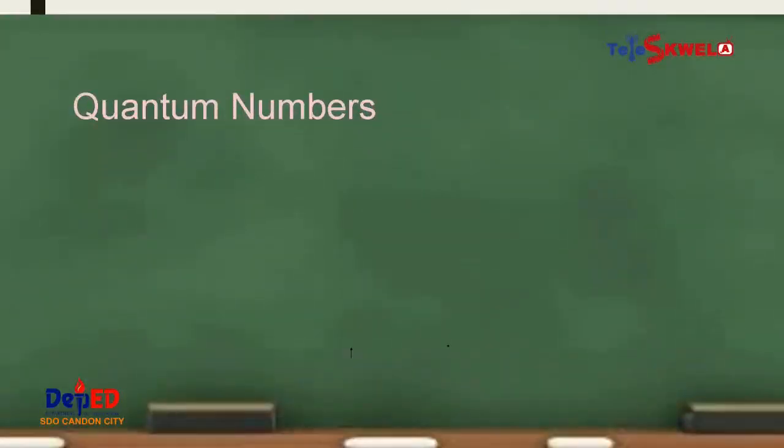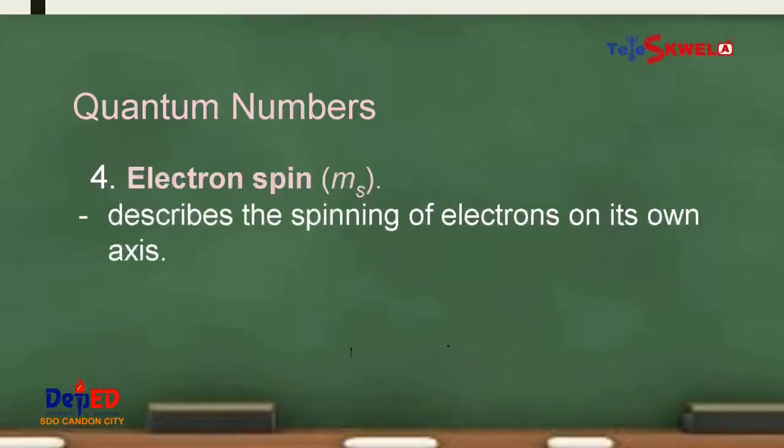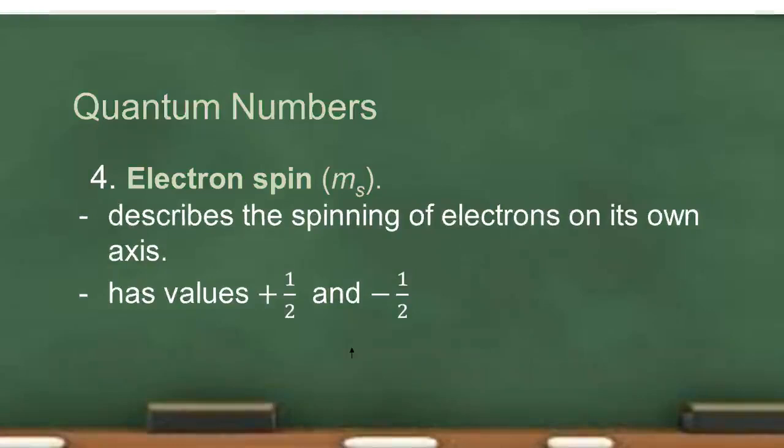Moving on to the fourth quantum number, the electron spin. This quantum number describes the spinning of electrons on their axis. This was proposed by George Uhlenbeck and Samuel Abraham Goudsmit. There are 2 possibilities for electron spins: a value of +1/2 denoted by an arrow pointing up, or -1/2 denoted by an arrow pointing down. A spinning electron generates a magnetic field, but a pair of electrons with opposing spins has no magnetic field.